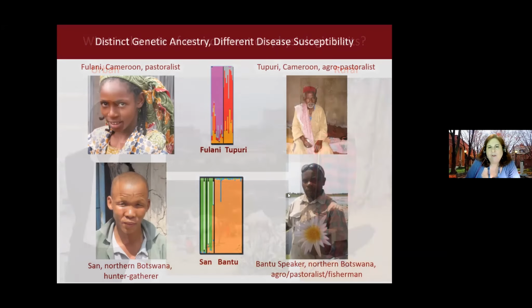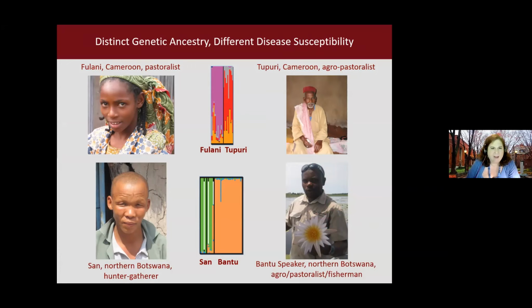Or you could do the opposite. You could look at groups that have different ancestries, as shown by the different colored lines here. This is the inferred genetic ancestry, but living in a similar environment and have different disease risk.